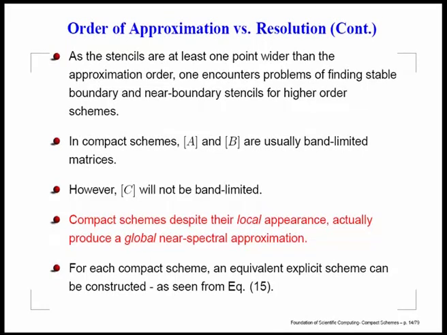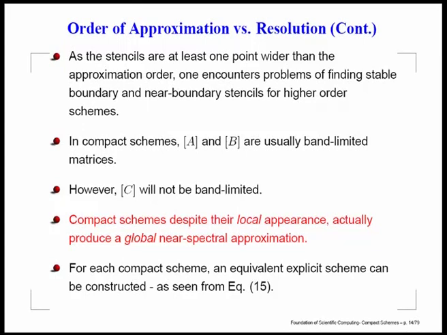That the bandwidth of C is not necessarily the bandwidth of A and B. So this is a major issue that I emphasize again, that a compact scheme appears local in nature, because if you are looking at the jth point on the left hand side, you have at the most j plus 1 and j minus 1. So that makes it local, right? However, because of this A inverse B operation, the C matrix bandwidth becomes rather large, so that makes it basically a global approximation, and this is what we call the global near spectral approximation.